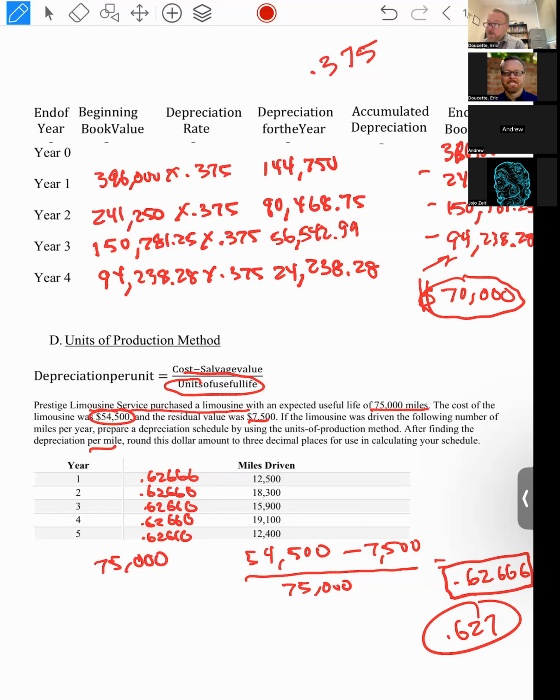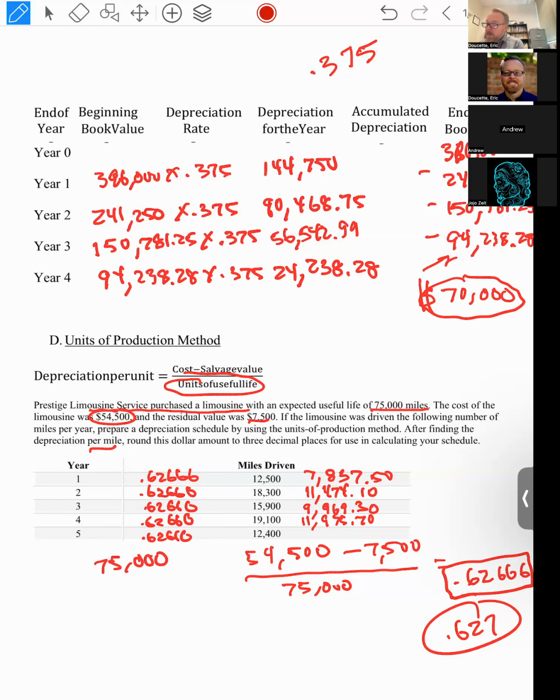it's going to come out to a total of $7,837.50 of depreciation. If in year 2 I drove 18,300 miles, that's going to come out to a depreciation of $11,474.10. If I drove 15,900 in year 3, same depreciation rate, $9,969.30 depreciation. In year 4, I drove 19,100 miles. That's another $11,975.70 of depreciation.